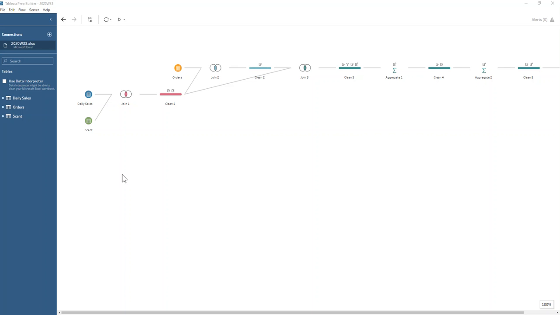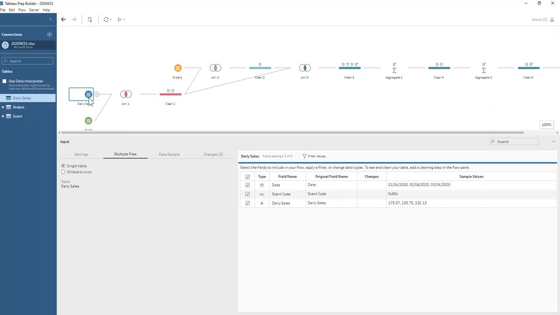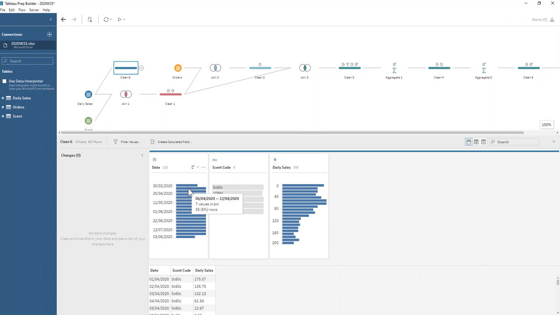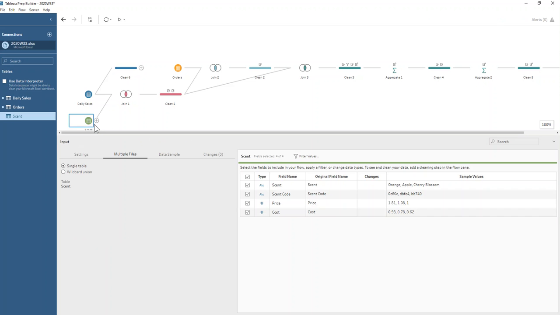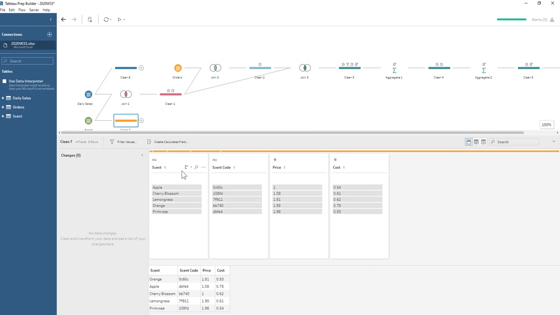For this week's Preppin' Data, we're looking at a very convoluted ordering system. One of our inputs is the daily sales. If we take a look at that with a clean snip, we've got every single day, a cent code and the daily sales for that cent. Naturally, we're going to want to join on our cent information, because we have the cent code, the price, and the cost to buy it from the manufacturers or suppliers.